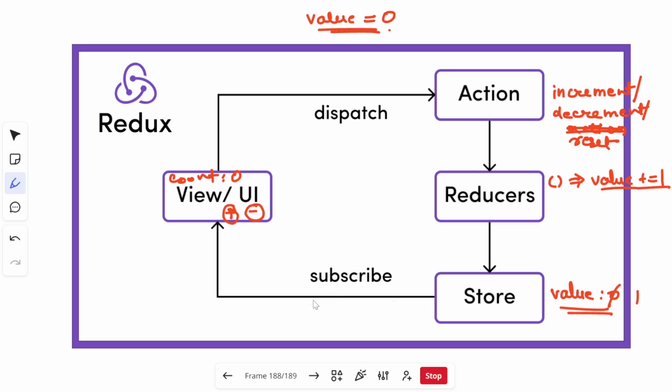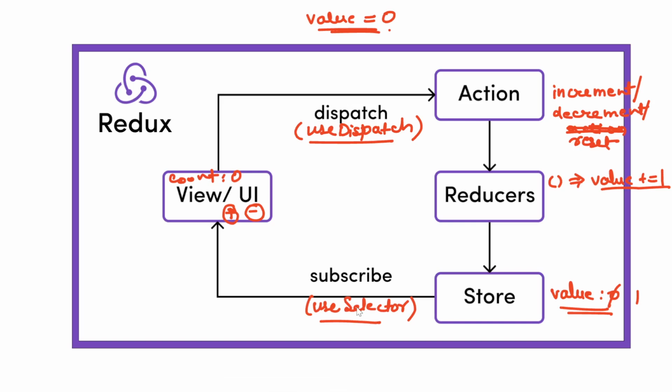And how do we subscribe to the store? We subscribe to the store in Redux Toolkit using a hook called useSelector. And how do we dispatch? Let's understand dispatch and subscribe first, because that should be clear for you. Dispatch is basically updating the data on the store. For dispatching we have a hook called useDispatch. For subscribing we have a hook called useSelector. So basically whatever we are seeing right now on the screen is only what we are going to code in today's video, and this is how simple Redux is.